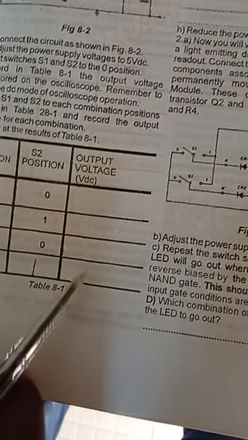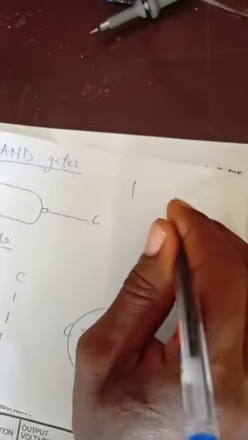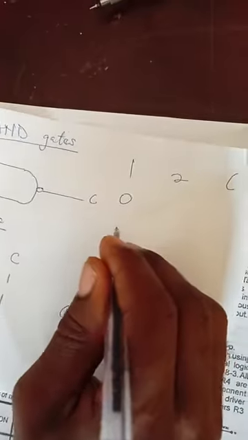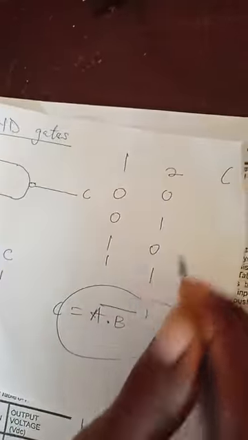We're going to draw a table to fill in. We need to draw that table for when we have switch 1 and switch 2, and then we will have our output voltage. So we have 0, 0, 1, 1 and 0, 1, 0, 1. We want to see what the value will be here. So now let's go and see our circuit.